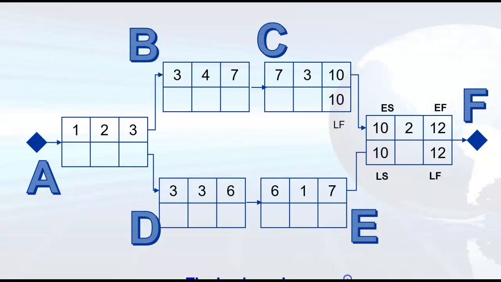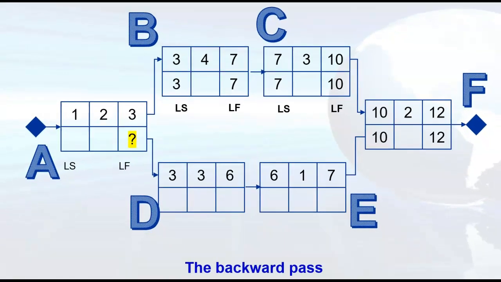And this is called, again, the backward pass, right? So we take 12, we subtract 2 days, gives us a late start of 10. That late start of 10 becomes the late finish of node Charlie, minus 3 days, etc. And again, we end up at the same point. What is the late finish of A? Well, we don't know because we have to wait until B and D are determined, right?